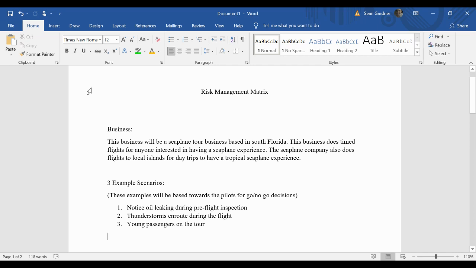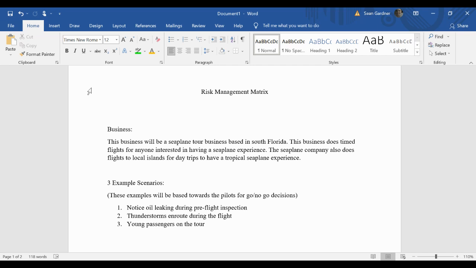So, this matrix is primarily focused on pilots. This business is a seaplane tour business based in South Florida. I have it typed here, but I'm just going to go over it to summarize. And the business basically does timed flights for anyone interested in having a seaplane experience. For example, if someone that comes into town wants to just go up and fly in a seaplane for an hour, 2 hours, they can pay for that time and do seaplane tours.